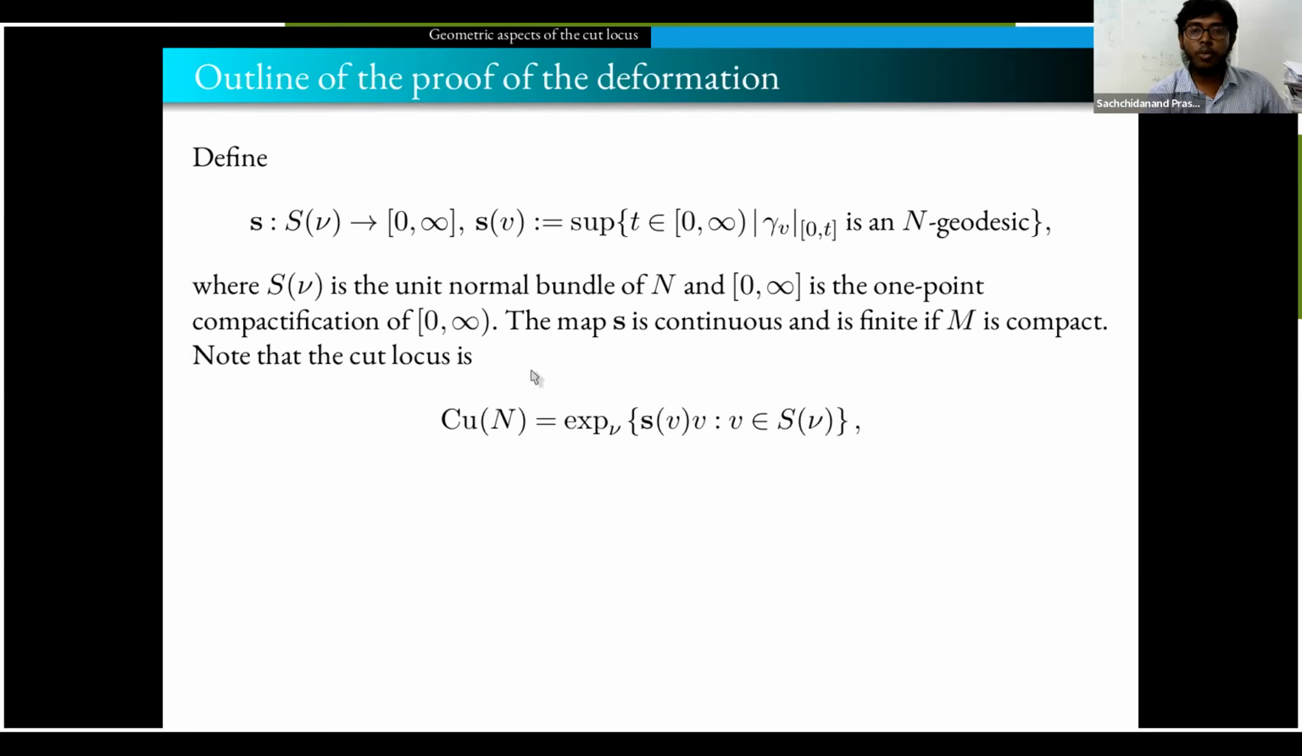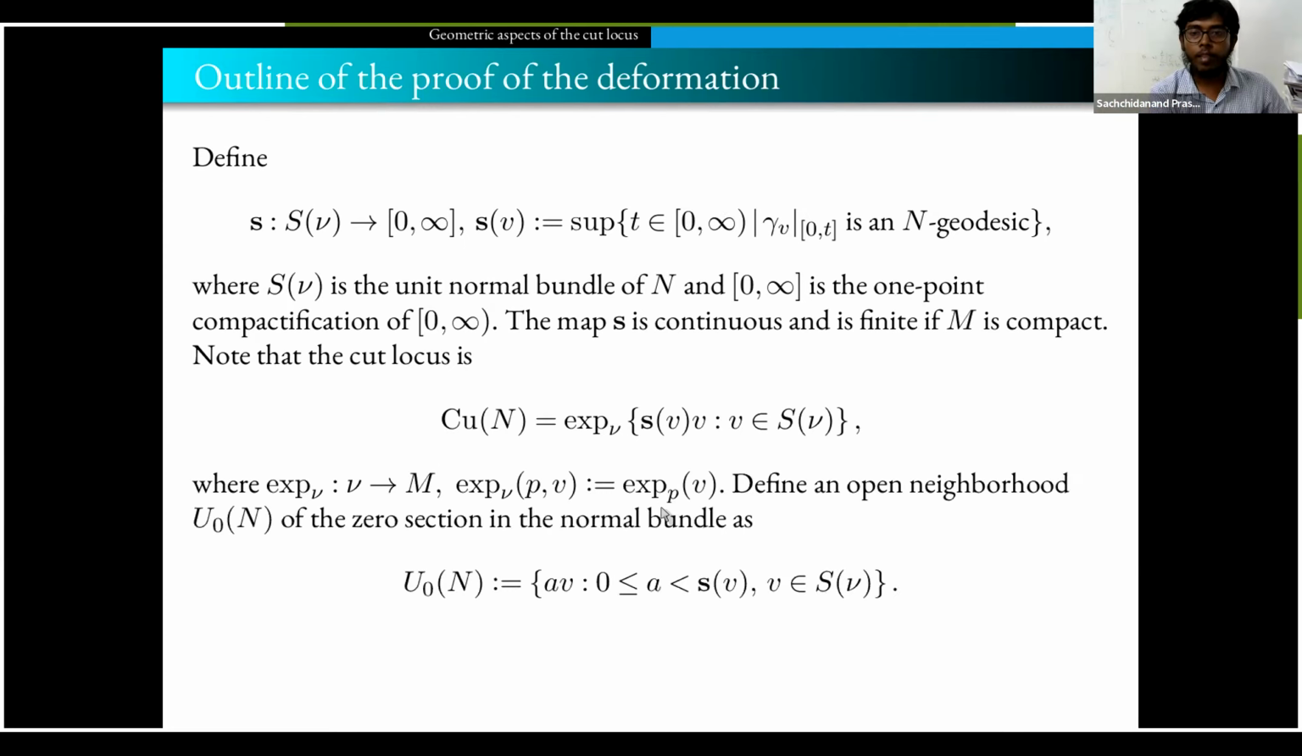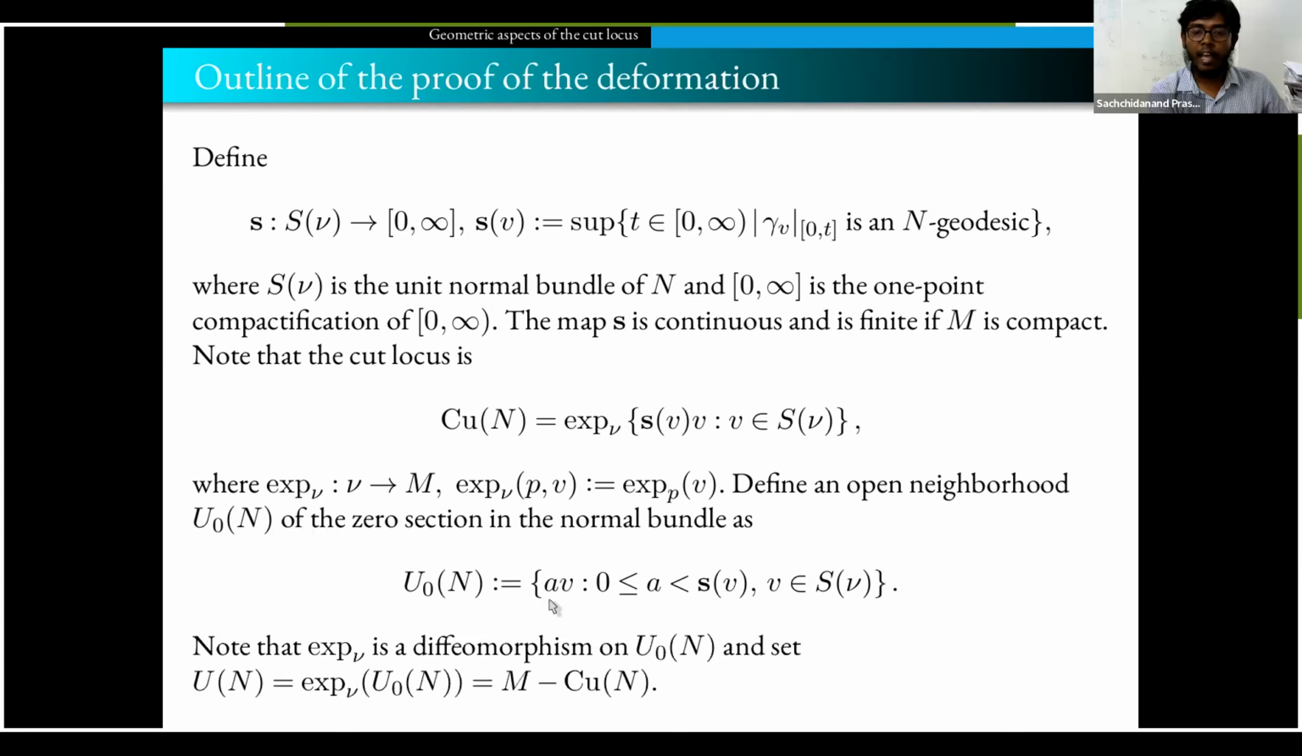And note that the cut locus is nothing but the image of S(v) times v under the normal exponential, where the normal exponential is defined as this. And now I consider an open neighborhood U_0 of the zero section of the normal bundle, and we note that the exponential is a diffeomorphism on this U_0, and call that image U, which is nothing but M minus the cut locus.